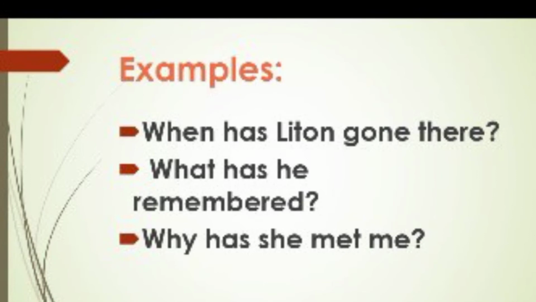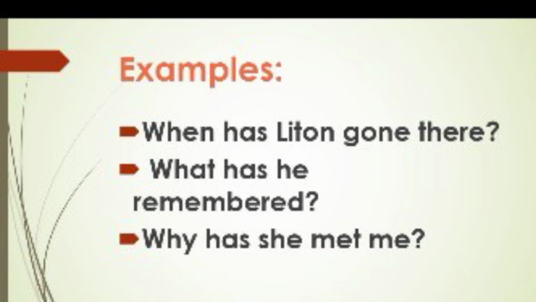Examples. First one, when has Lytton gone there? So at first W's question when, then has, then subject Lytton, then verb 3, then object there, and finally you have to put a question mark.